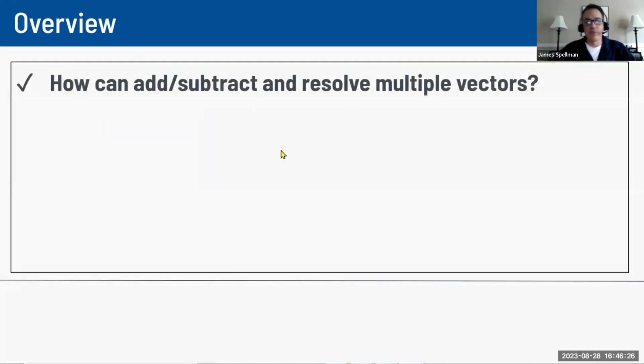Okay, so our main question today is how can we add vectors? How can we subtract vectors? How can we, quote unquote, resolve vectors? And you might be watching this going, what the heck is he talking about, even with a vector? Because I've kind of forgotten, but we'll go back to that as well.